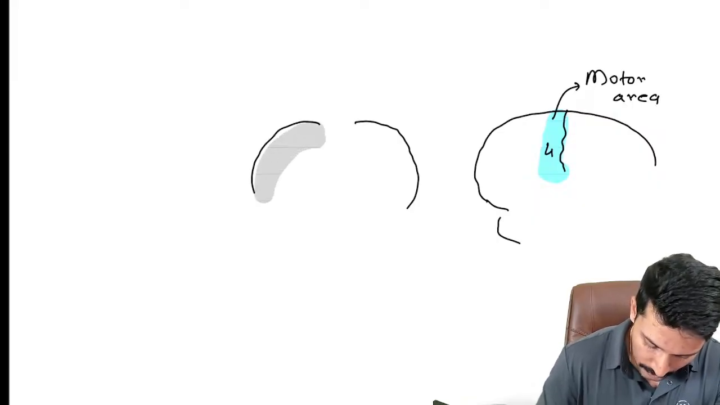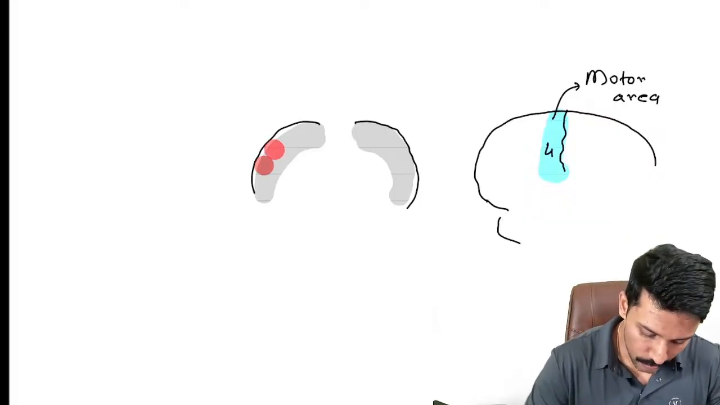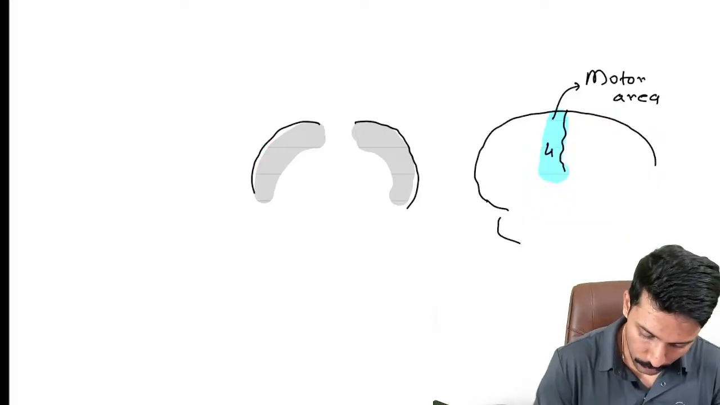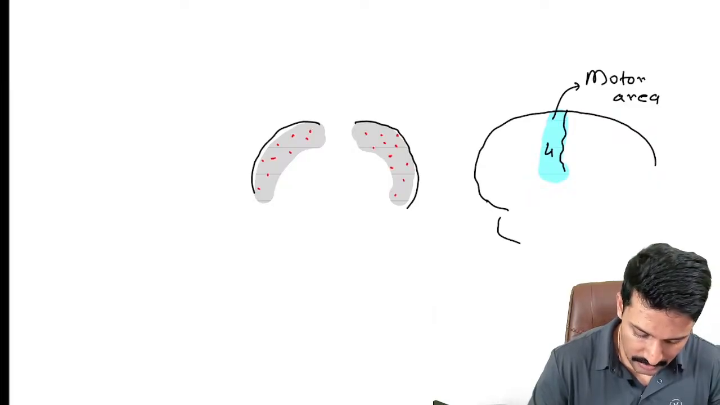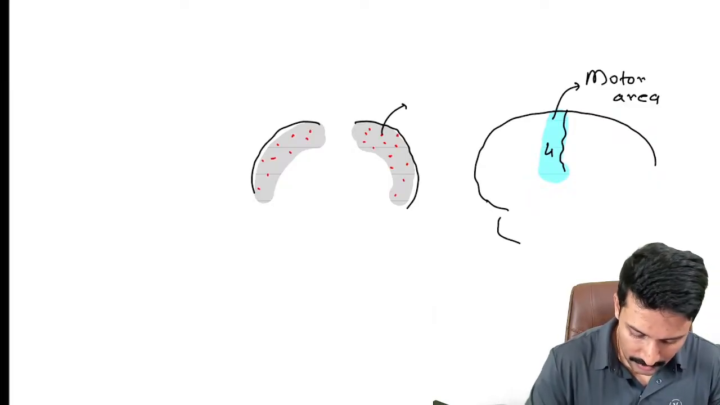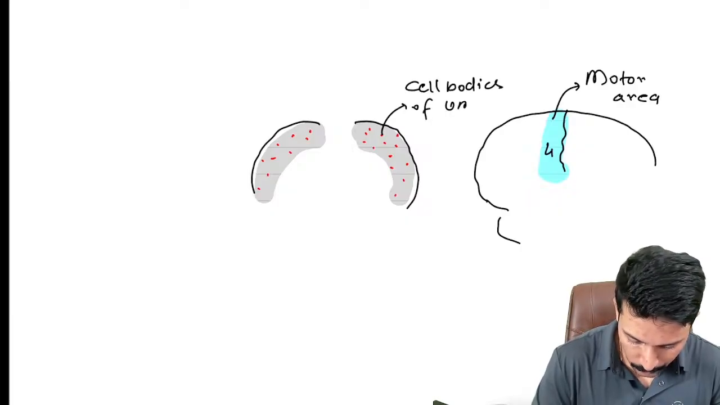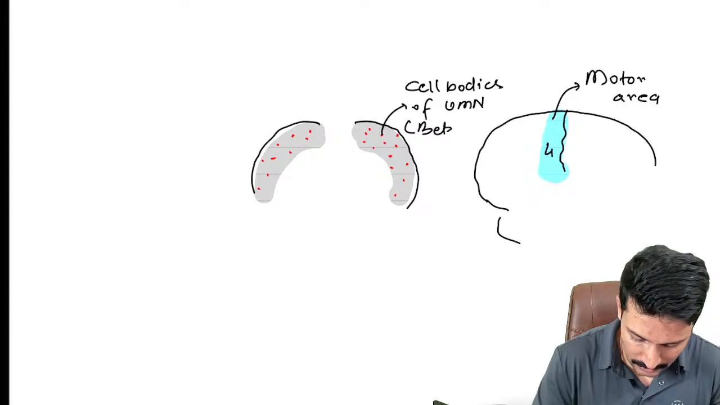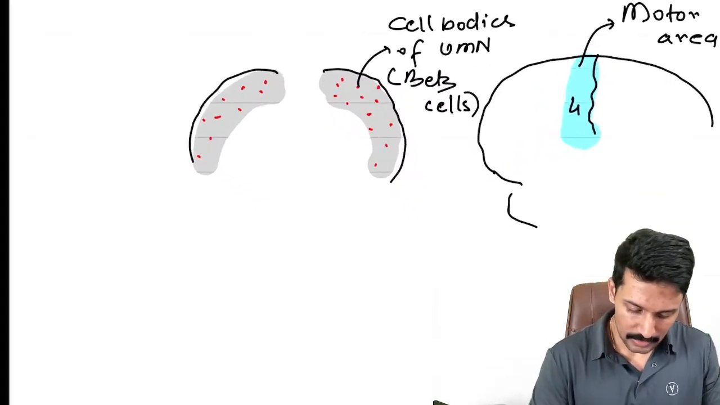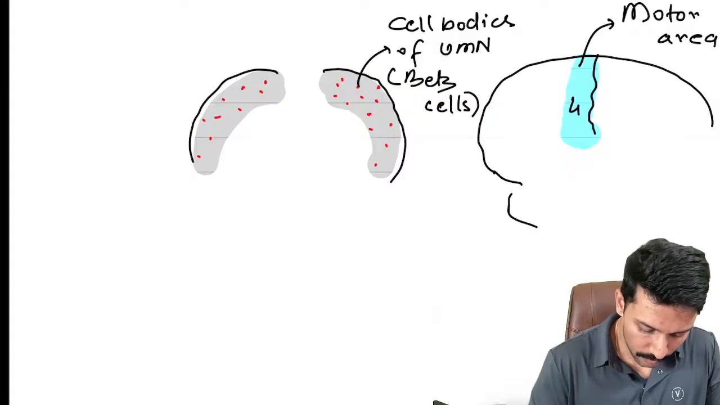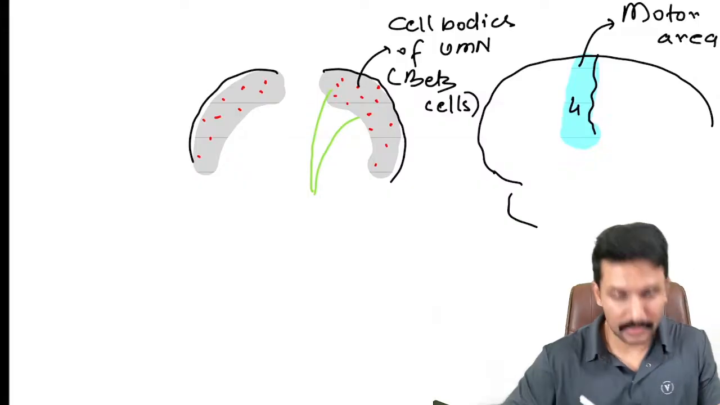And as you know, in the brain, the periphery is where we have the gray matter, and that is where you have the cell bodies of all the motor neurons. What are these cell bodies called? These are cell bodies of the upper motor neuron, and we call them Betz cells. These Betz cells send their axons down to form a tract. That tract is what we call the pyramidal tract.